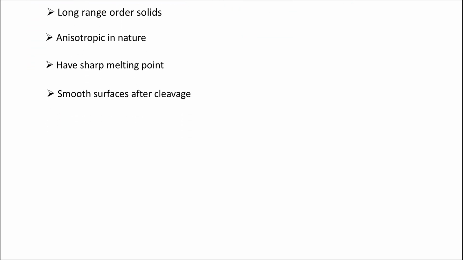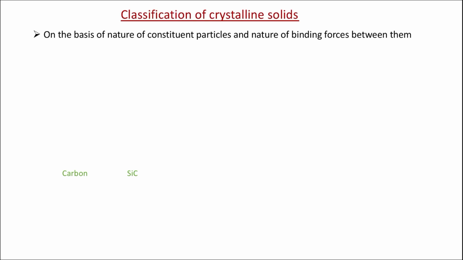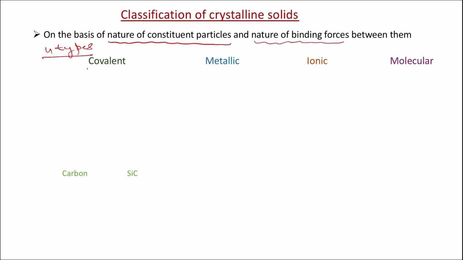Next is the classification of crystalline solids. There are a number of bases on which we can classify them, but here we are classifying the crystalline solids on the basis of the nature of the constituent particles and the nature of the binding forces, or the forces of attraction, which bind these constituent particles. On this basis we can divide the crystalline solids into four types. These are the covalent solids, metallic solids, ionic solids, and the molecular solids.